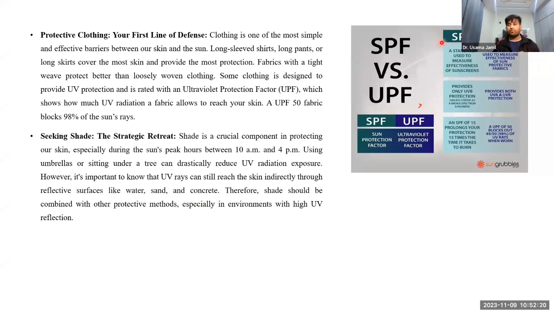There are two categories of protection. SPF is the standard used to measure the effectiveness of sunscreen, which is a cream, lotion, or spray. This is the way we check the effectiveness of sunscreens. UPF is the standard used to measure the effectiveness of sun protective fabric, which we use to avoid the sun.